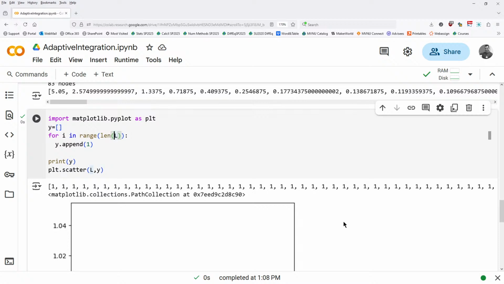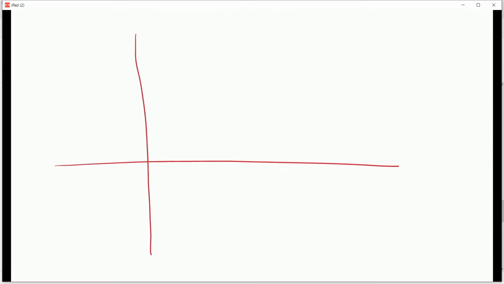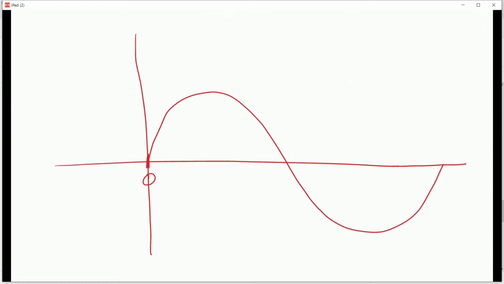Just to think of what could go wrong. I don't know if this is what's happening there, but let's imagine that you did adaptive integration with the sine of x, from 0 to 2 pi. Imagine doing this. Then notice what's going to happen.